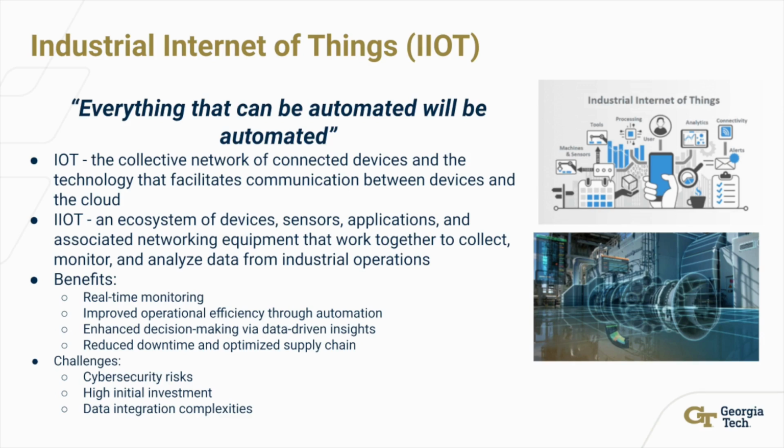Have you ever heard the phrase, everything that can be automated will be automated? The Industrial Internet of Things, or IIoT, embodies this concept in manufacturing and industry. Unlike the traditional Internet of Things, which focuses on consumer devices like smart home gadgets, the Industrial Internet of Things connects industrial equipment, enabling smarter factories and real-time decision-making.